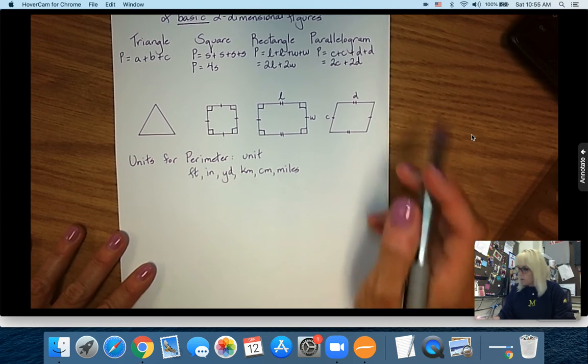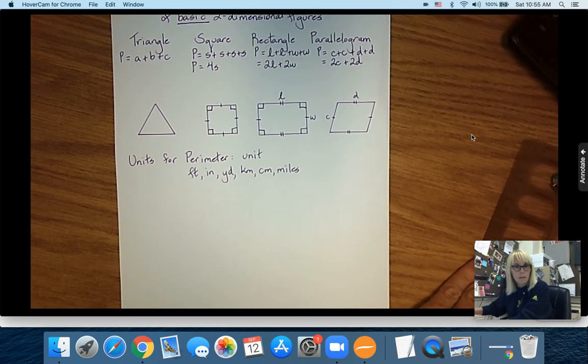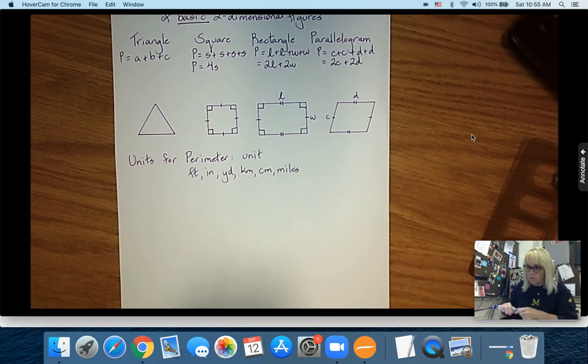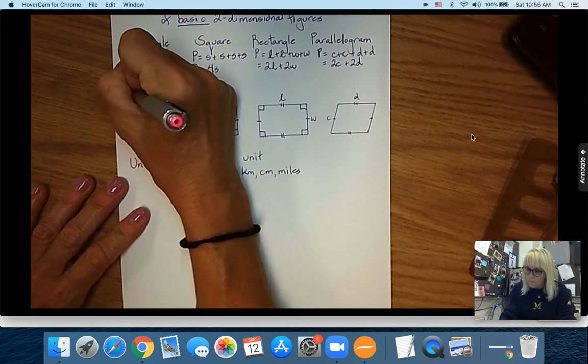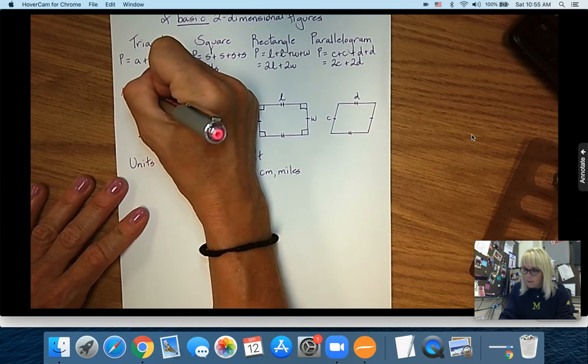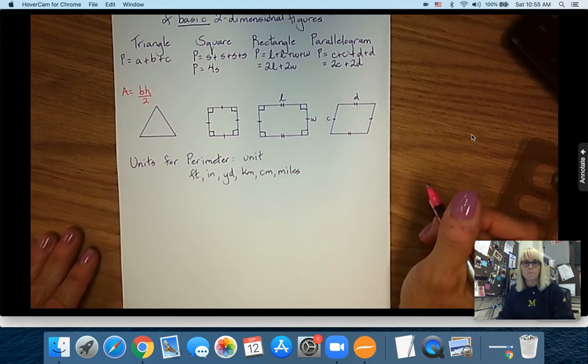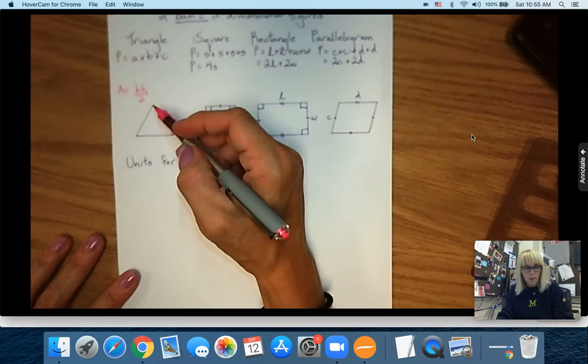Area is a little bit trickier. I'm going to switch colors because I can. Let's go to pink now for area. So the area of a triangle is going to be the base times the height divided by 2. All right, so let's pause there and talk about what that means.